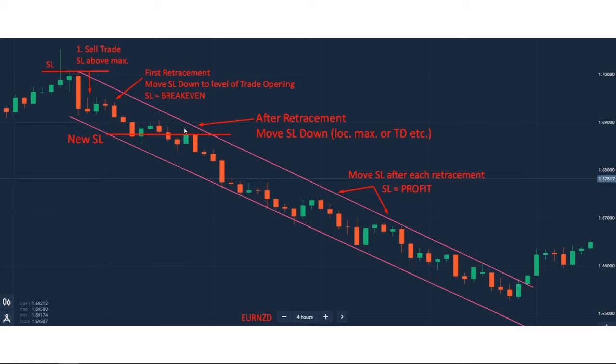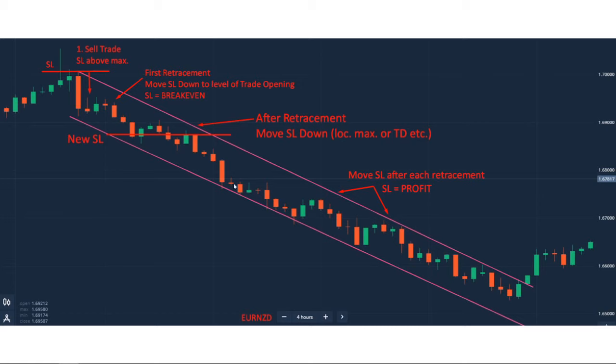Now, whenever the price moves down again, we can take that stop loss that we moved down to the level of our trade opening and drag it down to the next level, to that last maximum or last high. By doing this, our stop loss basically becomes a take profit, because if the trend changes and the trade starts moving against us and closes, it's already going to close in a profit.